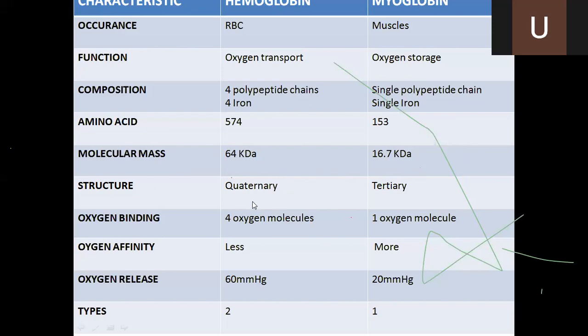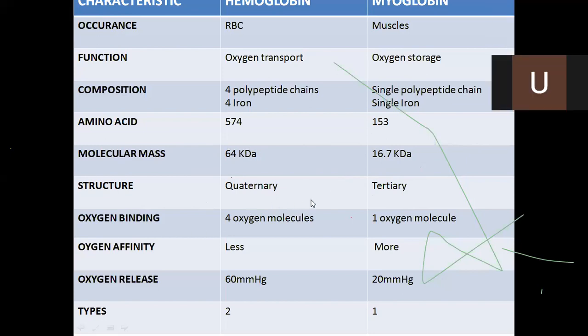The structure of hemoglobin is quaternary, while that of myoglobin is tertiary. So the number of oxygen molecules that bind to hemoglobin is 4, while the number of oxygen molecules binding to myoglobin is 1. Hemoglobin has less oxygen affinity, while myoglobin has more oxygen affinity.